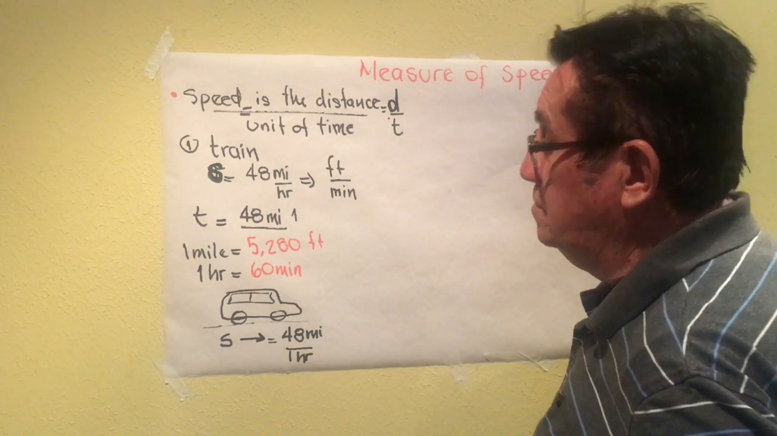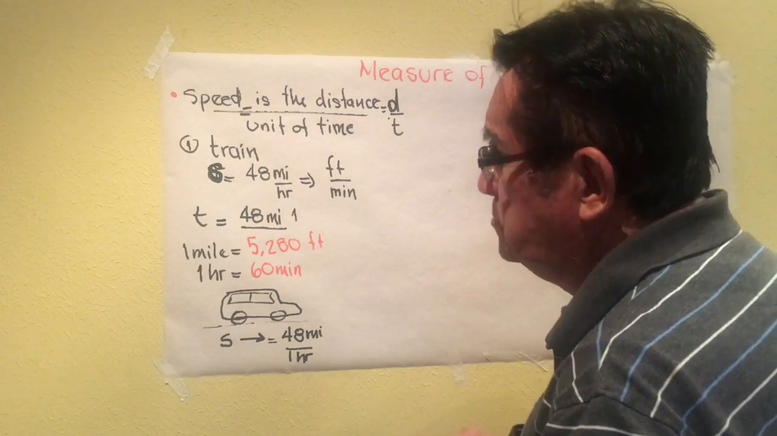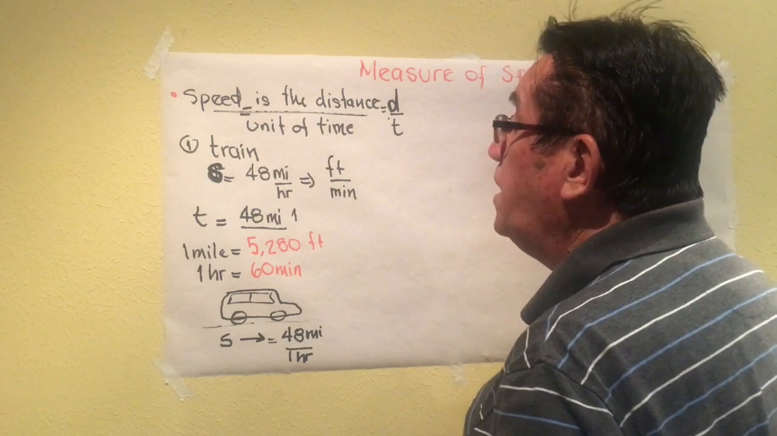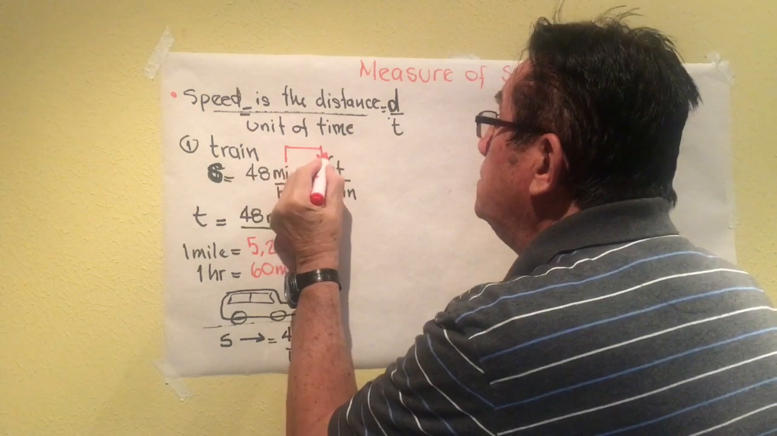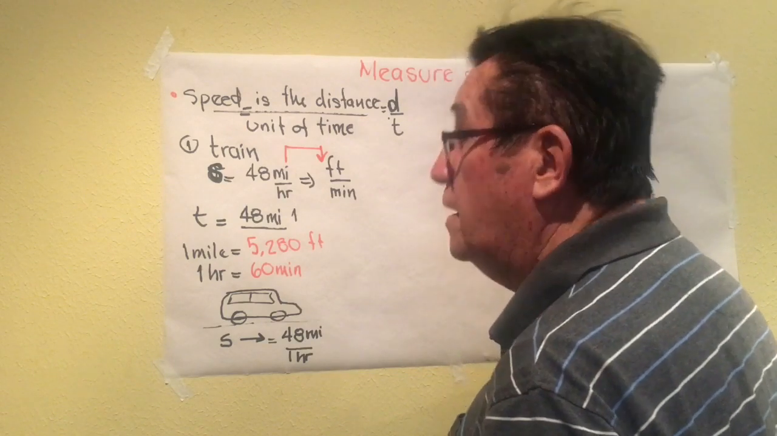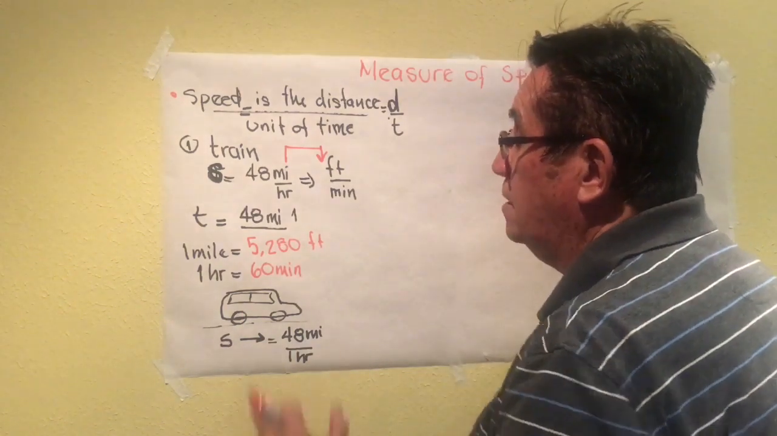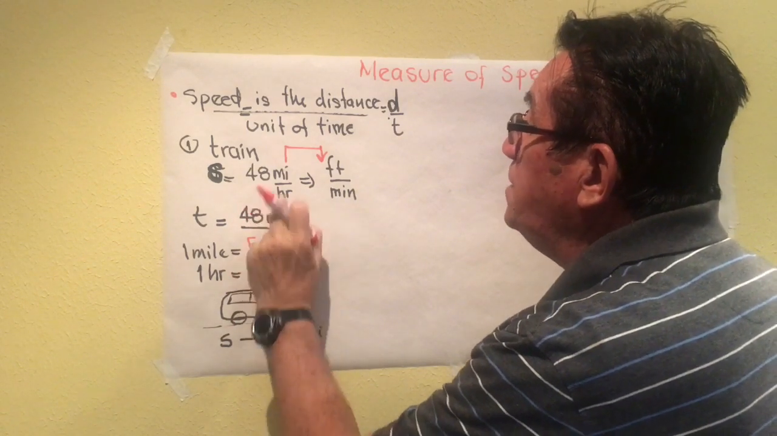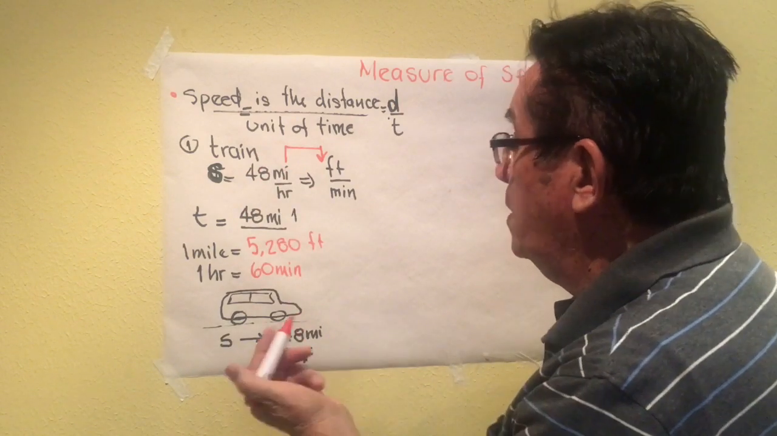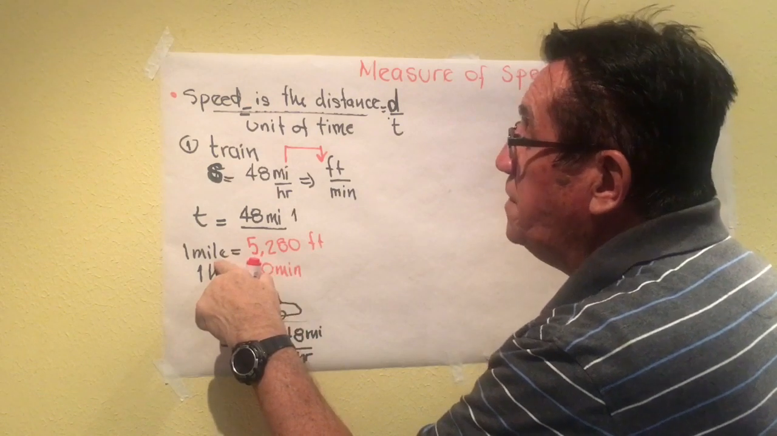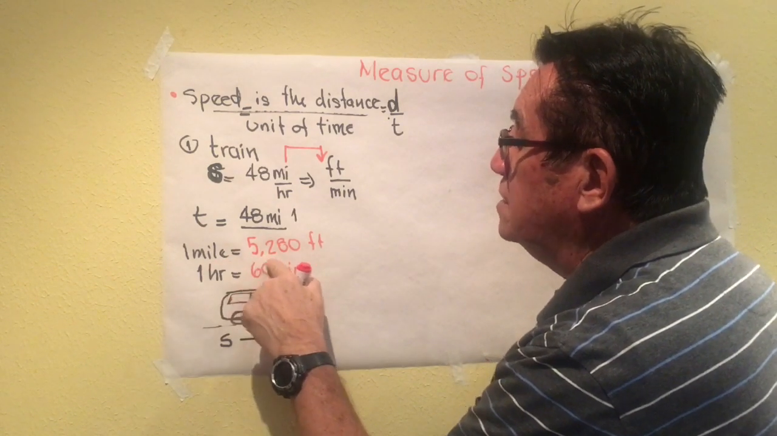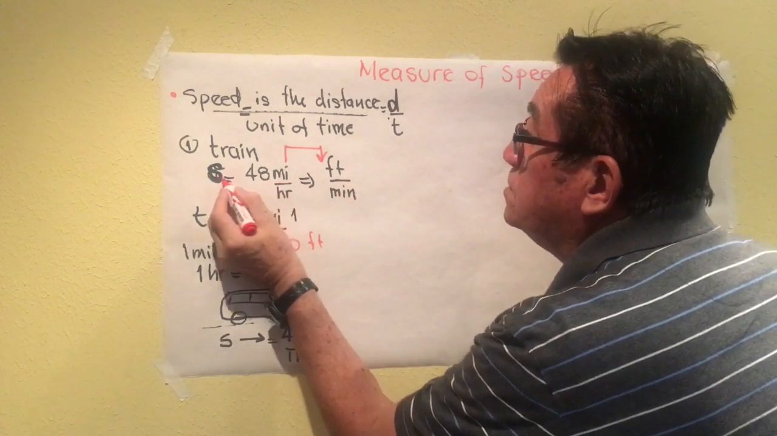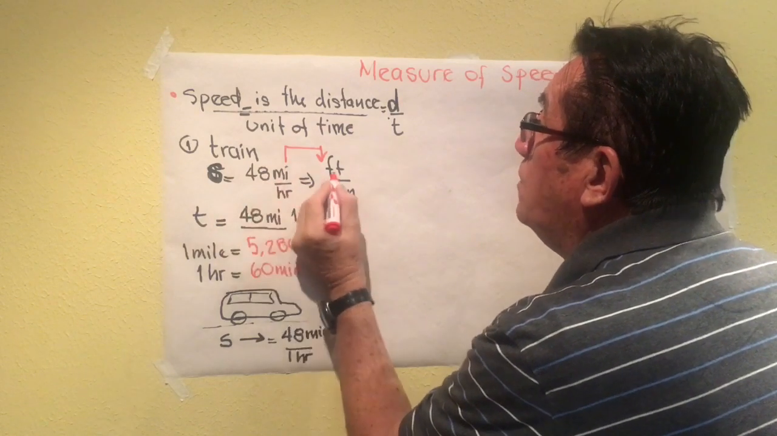I have one example. It's a train that goes 48 miles per hour, but I need to change the unit from miles per hour to feet per minute. So I have to remember what the units are. For instance, I have to remember that 1 mile is equal to 5,280 feet. 1 hour has 60 minutes. Okay, so I have to change this unit, miles per hour, to feet per minute.